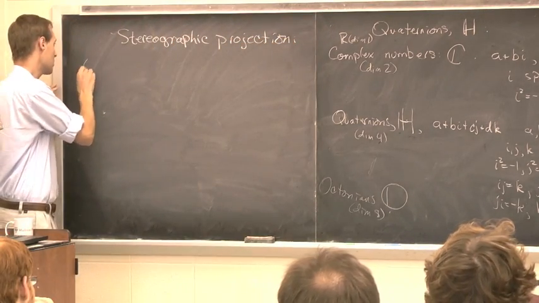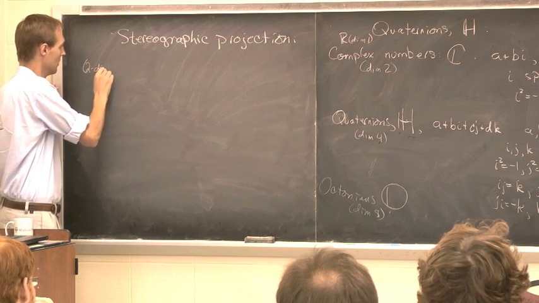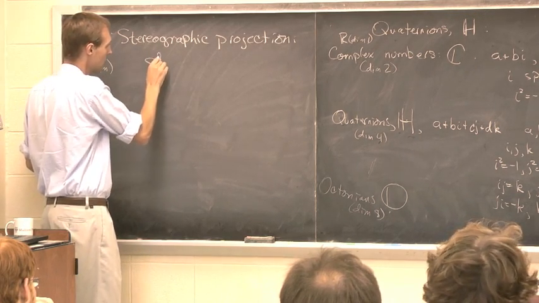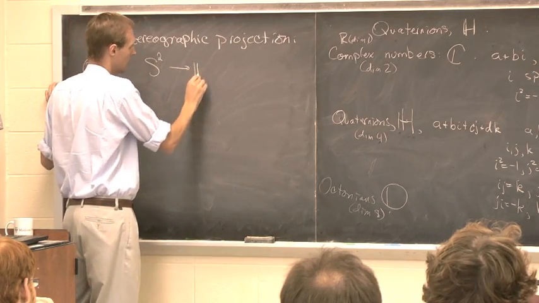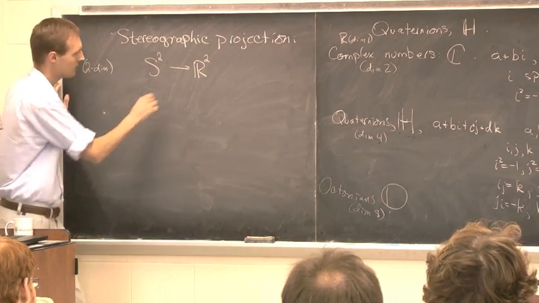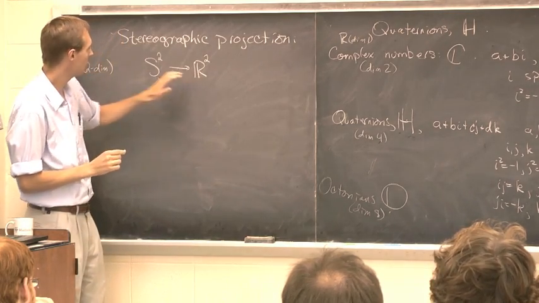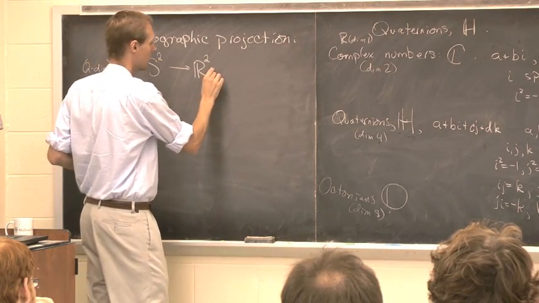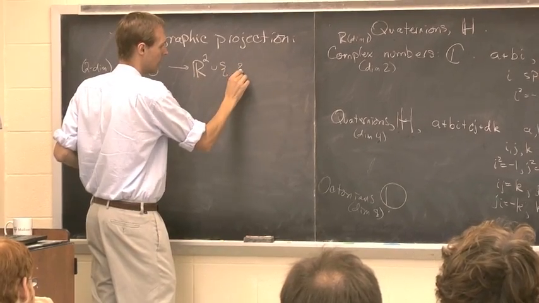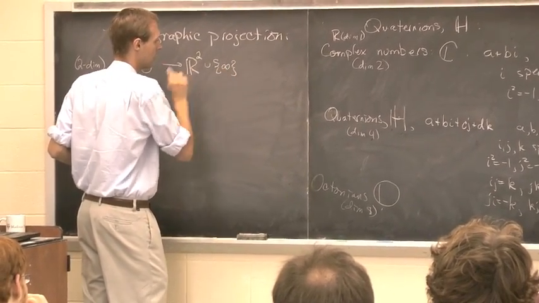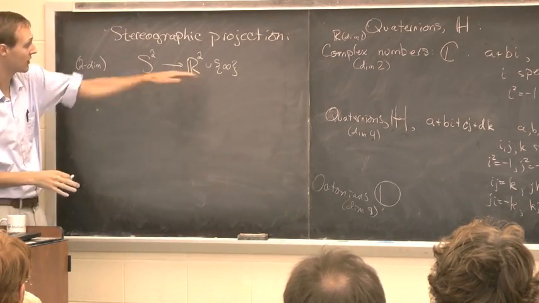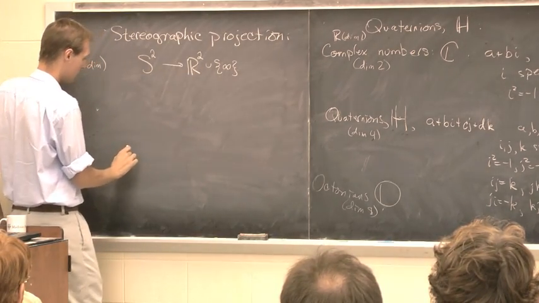So stereographic projection in 2 dimensions is a projection from the 2-sphere to R2. Except there's just one missing point. So we'll just add it in. I don't know what to call it. Maybe lazy 8 is a good name for it. Okay, so let me describe this projection, then I'll explain my choice of notation.